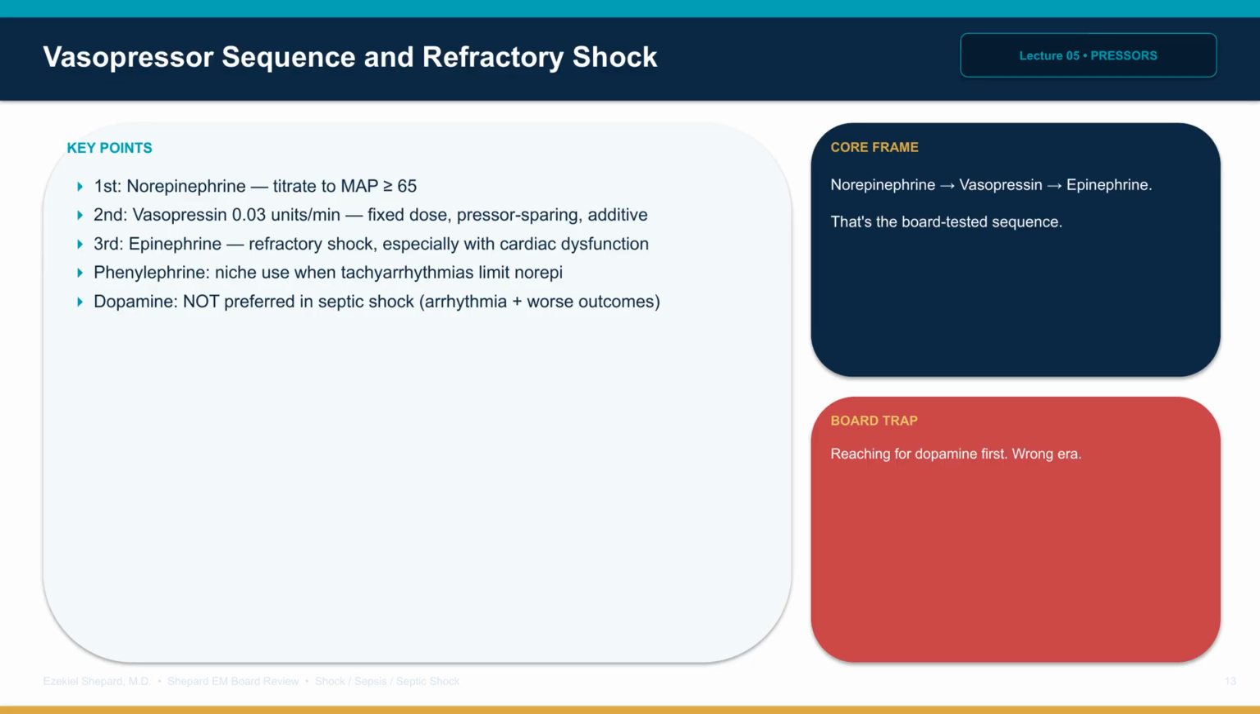The third agent is epinephrine when shock remains refractory, particularly if there is cardiac dysfunction. Phenylephrine is a niche choice, useful when tachyarrhythmias limit norepinephrine, but it is not standard first line.